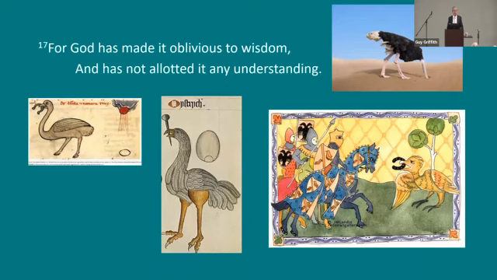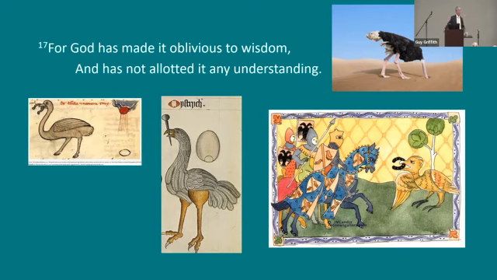And God has made it oblivious to wisdom. God has not allotted the ostrich any understanding. So in the classical world too, they thought the ostrich was stupid, right? And the classical writers said the ostrich was stupid because they think that when they stick their head on the ground, then they are not vulnerable to attacks. That's how stupid they are.